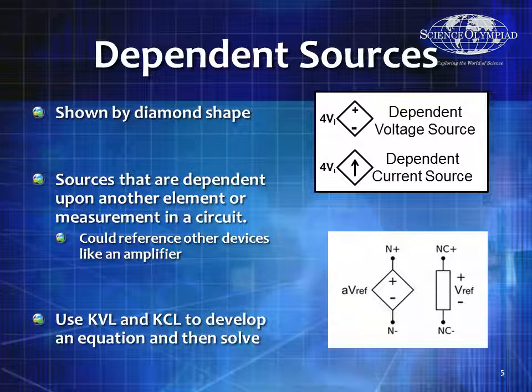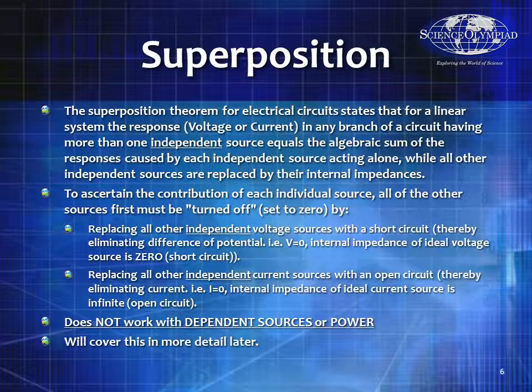We talked about how to solve for dependent sources. Generally you have a voltage or a current source which is dependent on something else in the circuit, which can make the problem much more difficult to solve, but they are used quite a bit in amplifier problems. We talked about superposition and how you can use it when you have multiple independent sources. It does not work with dependent sources and it does not work with power, but you can take out individual independent sources, solve your circuit multiple times, and then add them up at the end.